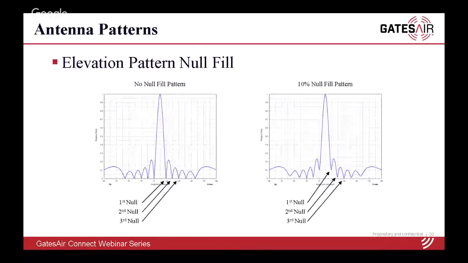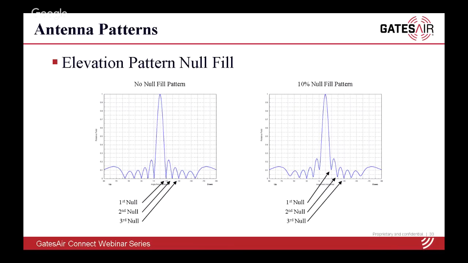Okay. So what are we really doing with null fill? Well, what we're doing is we're stealing some power. We're actually taking the power from the main beam and we're adding that out into the first, second, and third nulls. And you can actually go farther than that, but typically the first, second, third nulls are the most important.